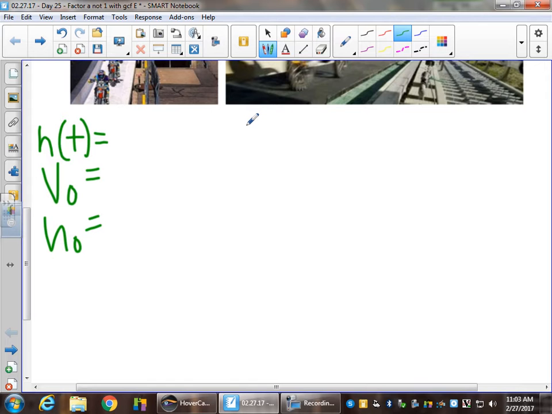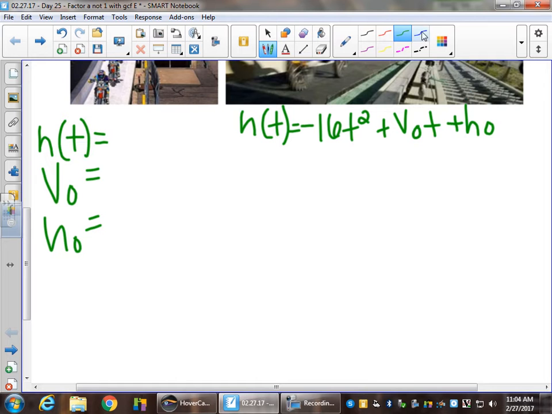Just the general formula. H of t equals negative 16 t squared plus v naught t plus h naught. What is my h of t? What is my ending height? Read the problem. What is my ending height? 100 feet.